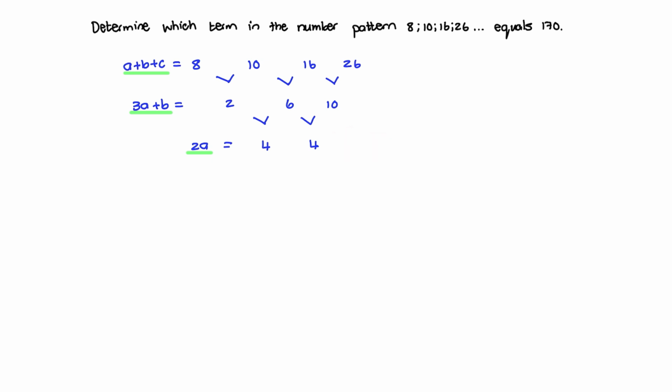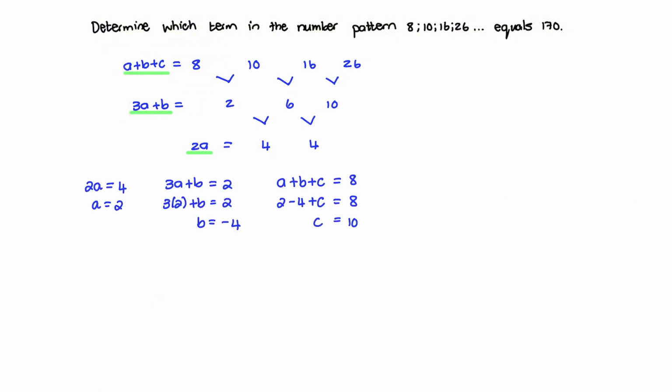Now what we know about a quadratic number pattern is that the second differences are constant. We also know that the first term in each of these lines or levels are equal to 2a, 3a plus b, and a plus b plus c. Now let us solve a, b, and c. So we always solve the variables from the bottom up. So we start with setting 2a equal to 4, and that means that a is equal to 2.